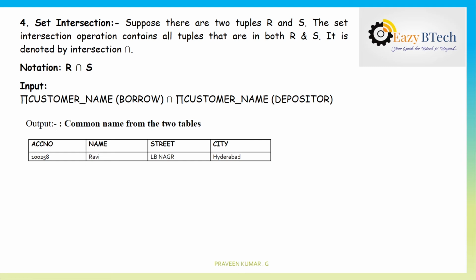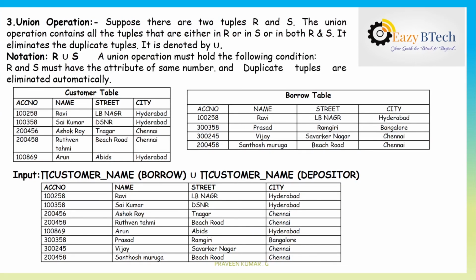Next one is set intersection. What is set intersection? Okay, what is a union? Union is used to put the two entities together.